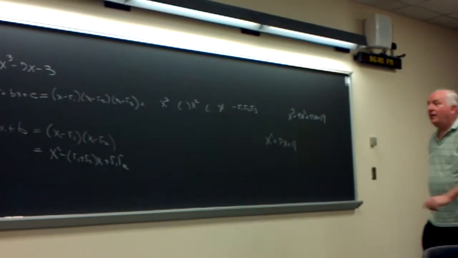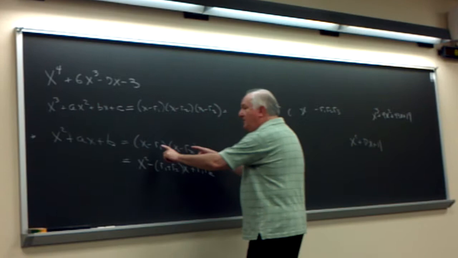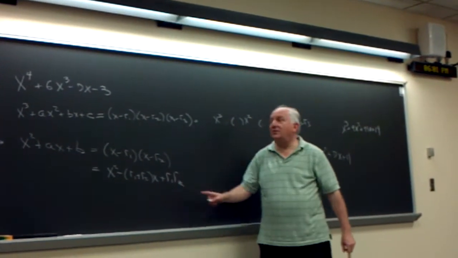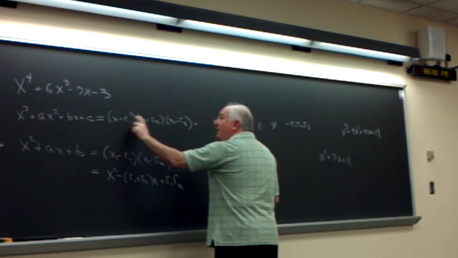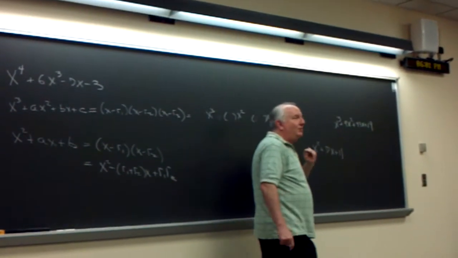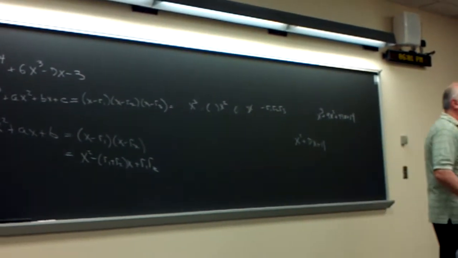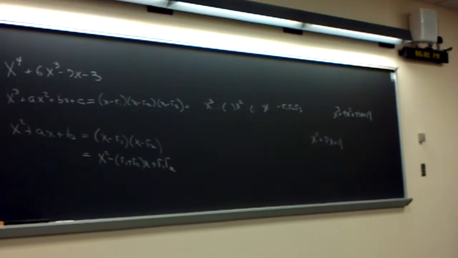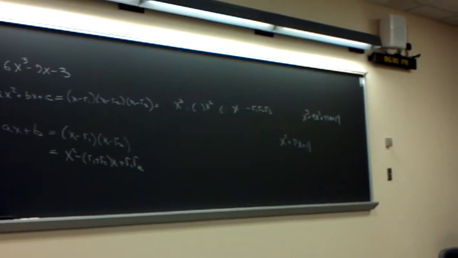And again, since I multiplied two negatives here, the constant term is plus the product of the roots. Since I multiplied three negatives here, the constant term was negative the product of the roots. So hopefully what you can see is if you start with a monic polynomial, the constant term is either going to be the product of the roots or negative the product of the roots, depending upon whether you're even degree or odd degree. Does that make sense?